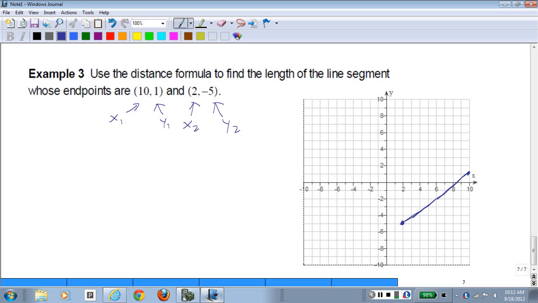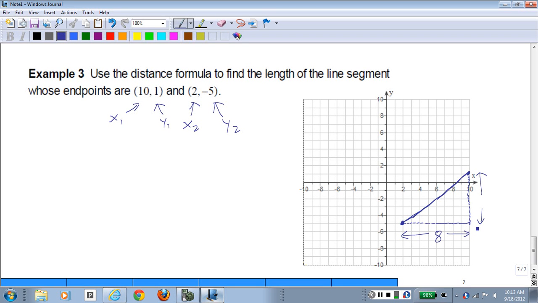Let's try it first real quickly with the picture without the distance formula. If I draw this leg of the right triangle and this leg of the right triangle, how far is it from there to there? Length of that horizontal line segment, how far apart are those 2 points? 8. 8 units.